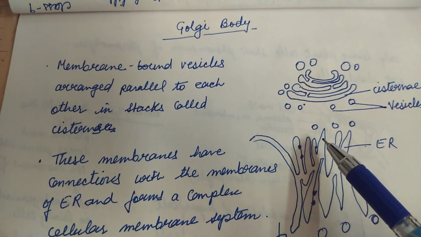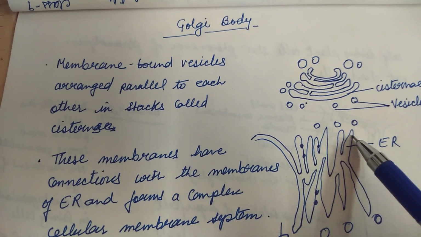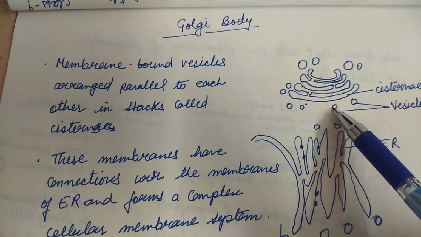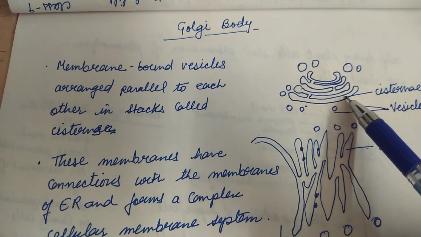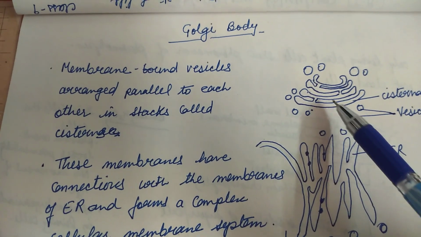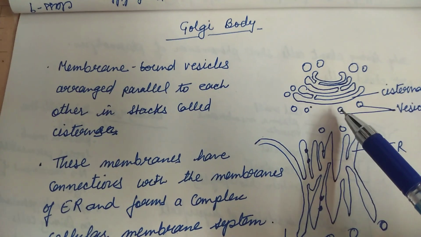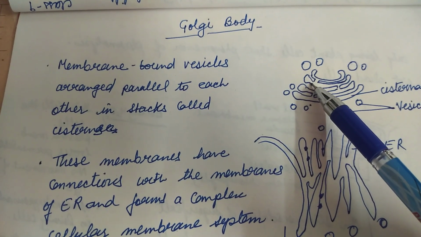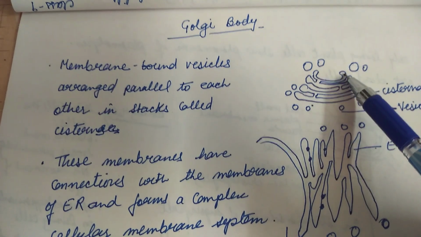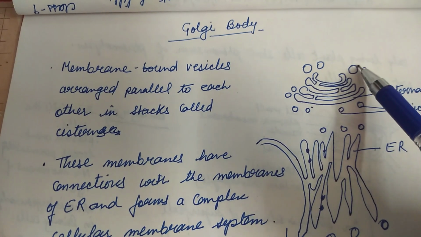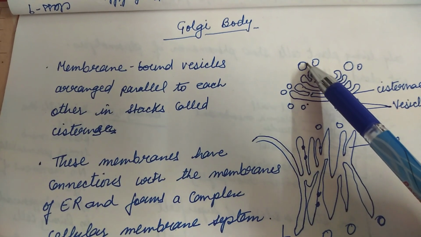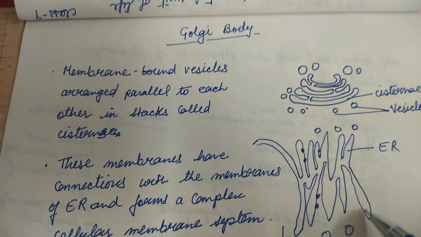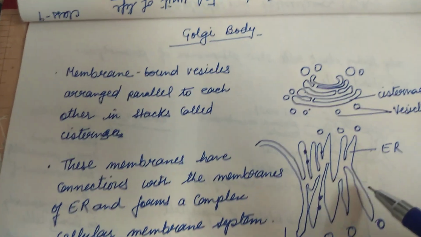Whatever is formed, whether it is a lipid or a protein, is pinched off from the ER and stored in vesicles. These vesicles move and attach to the Golgi body. These proteins and lipids are the raw material, and their modification happens as they move through the cisternae. Then they pinch off and form large vacuole-type structures containing proteins or lipids. This way it forms a network, called the cellular membrane system.